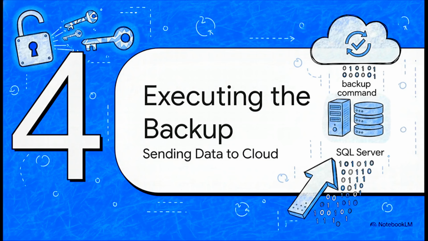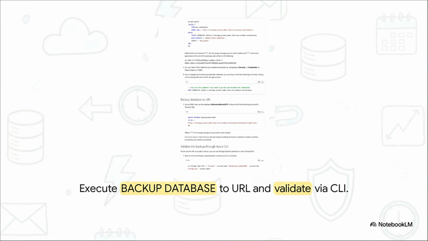Section 4. Executing the backup. We built the vault, we secured the keys, now it's go time. Let's send this data to the cloud. Notice the very specific Transact-SQL syntax you'll be using here. We aren't backing up to some local C drive, we're issuing the command BACKUP DATABASE TO URL. You just point it to the full HTTPS path of your blob container and specify your .bak file name. Once you fire that off in SSMS, the data just streams right up to Azure.